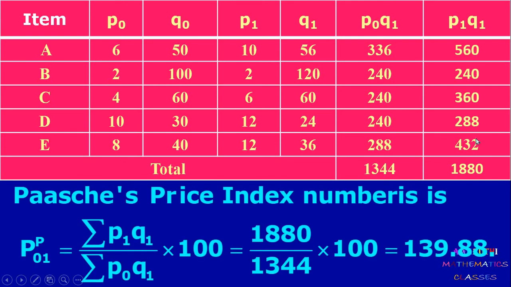In Paasche's price index number, we are using only current year quantities, and the formula is ΣP1Q1 divided by ΣP0Q1 into 100. So it is 1880 divided by 1344 into 100. The answer is 139.88. Therefore, Paasche's price index number P01 of P equals 139.88.